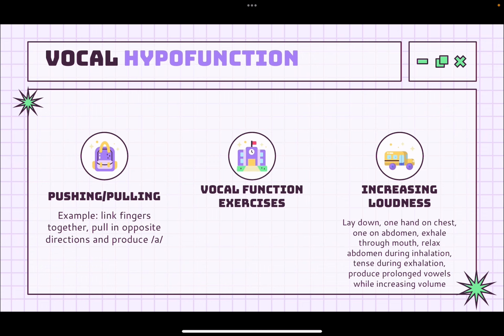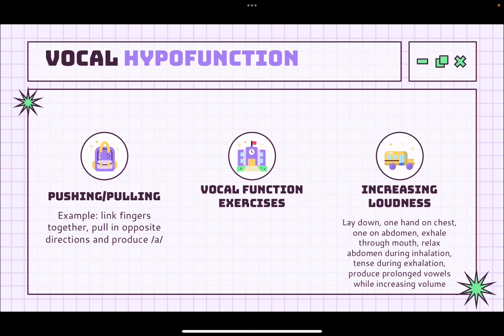So I want you to practice this. Lay down with one hand on your chest, one hand on your abdomen. Exhale through the mouth. Relax the abdomen during inhalation. Tense during exhalation, and produce prolonged vowels while increasing volume. Right? So, oh my gosh, here we go. Anyone who can yell vowels out the window, name that movie, right? Can we yell our vowels out the window while laying down?